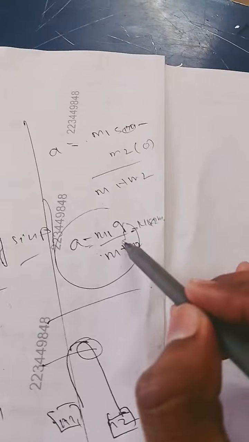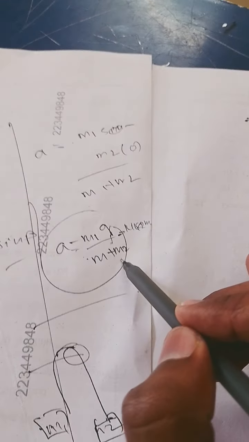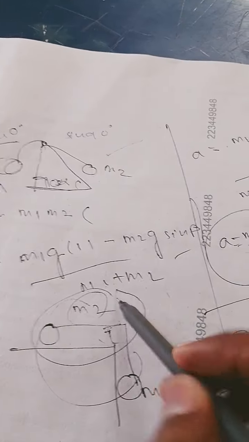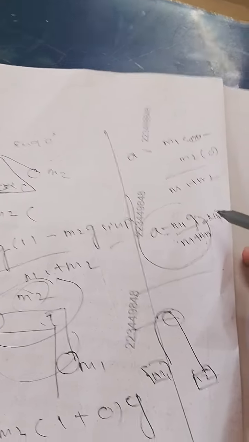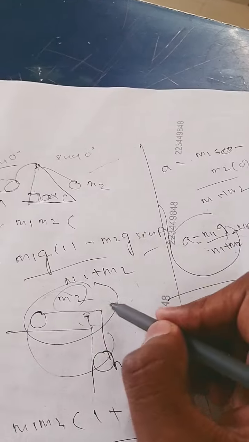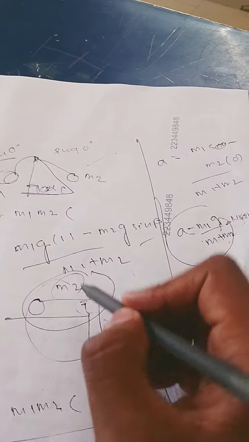In the previous video, I discussed the acceleration for this scenario: a is equal to m1g by m1 plus m2. In the same condition, if frictional force is given, we have to subtract the frictional force. We know that frictional force is given by mu k into N, the normal force. Here see the normal force for this body.